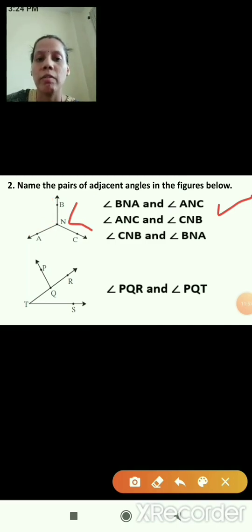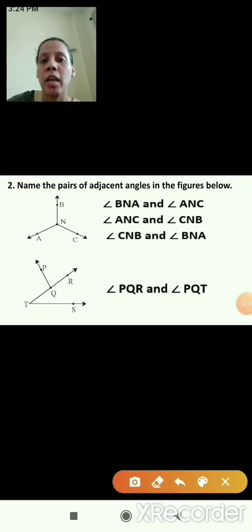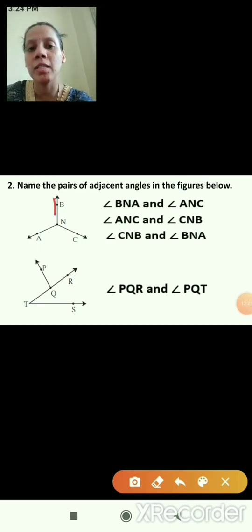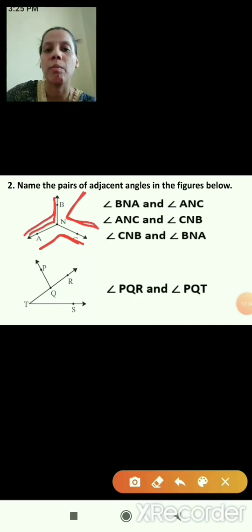Again we will see which are the adjacent angles here. Angle BNA is adjacent to angle ANC. Why? Because they have one common arm, that is ray NA, and one common vertex, that is point N. So they are adjacent to each other. Now the second one is angle ANC and angle CNB. First is this, second is this angle adjacent to this angle, and third is this angle adjacent to this angle. As they have one common vertex and one common arm, they are called adjacent angles.